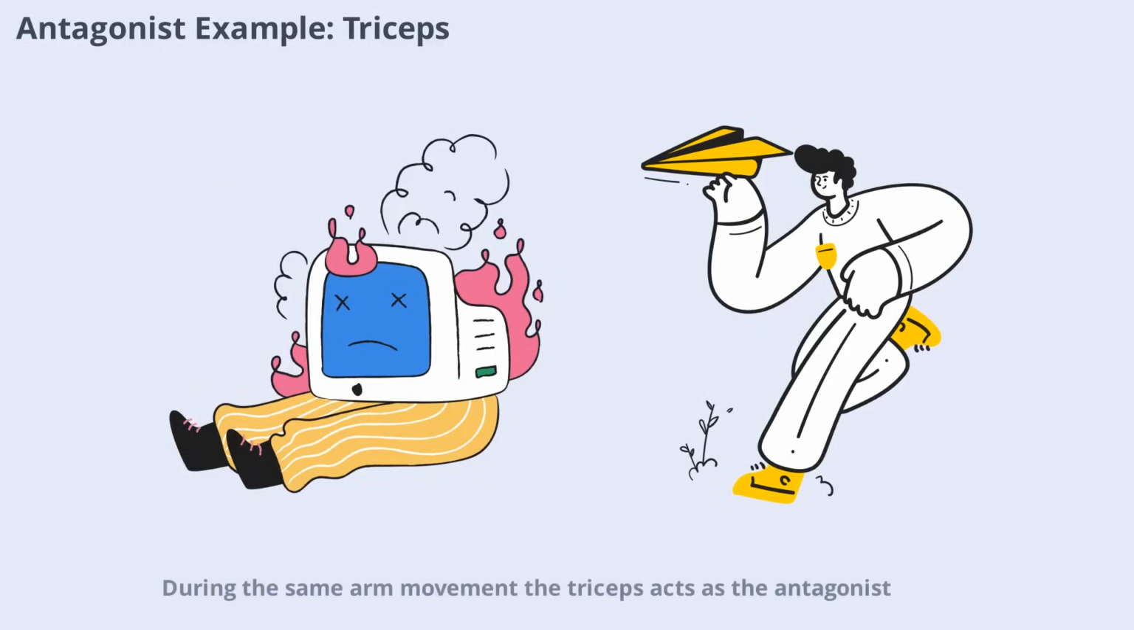During the same arm movement, the triceps acts as the antagonist. It lengthens and controls the motion, preventing the arm from moving too quickly or beyond its safe range. This balance between agonist and antagonist is crucial for joint health and coordinated movement, especially in dynamic or high-speed activities.